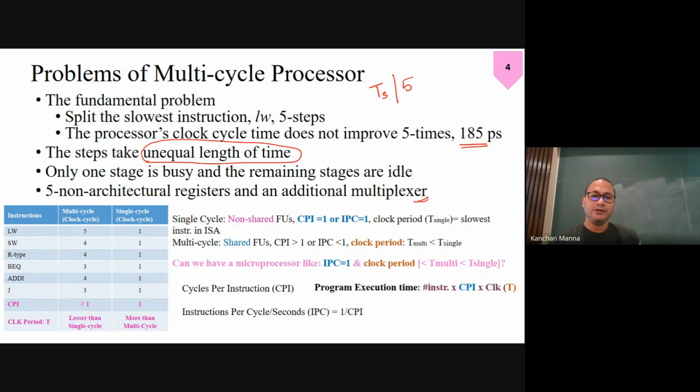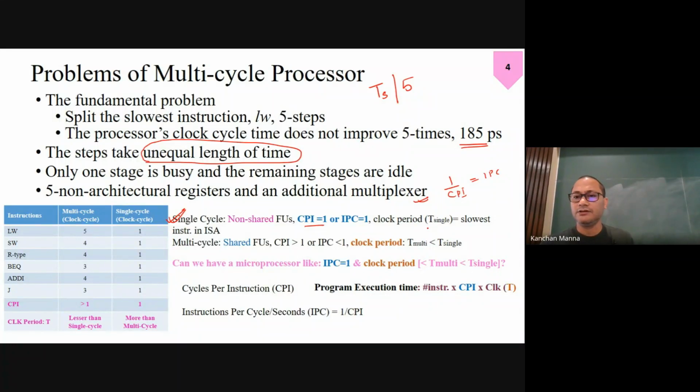If we remember the single-cycle one, we have more FUs, which means we are not sharing the FUs. In the multi-cycle one, for the PC's address calculation, PC plus 4, we are using the ALU, so that is sharing. For the single-cycle one, the CPI is 1, and another term is called IPC. IPC is instructions per cycle, which is 1 over CPI. So here in this case, it is 1.